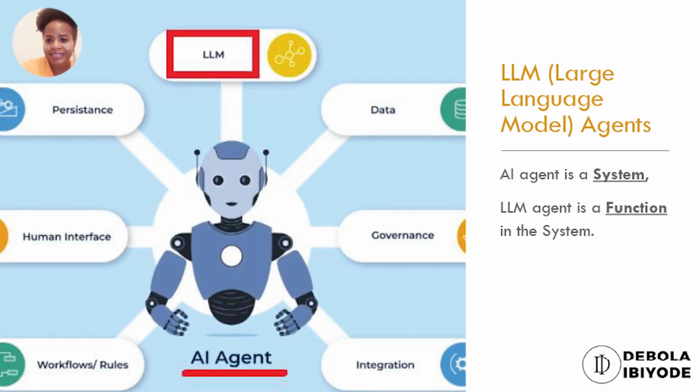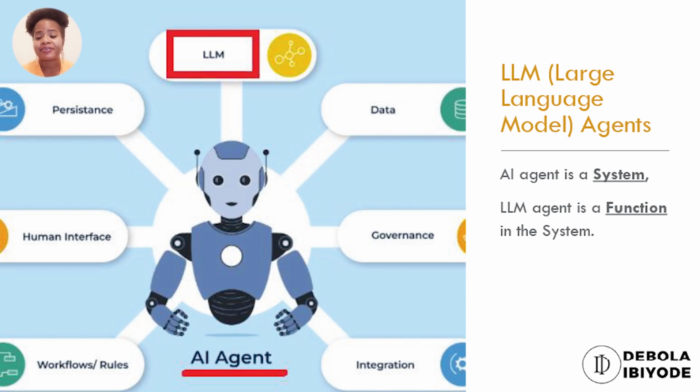Before that, I'd like to also say that I did mention in the beginning that if an AI agent is a system, an LLM agent is a function. Remember, I said LLM agents are built for a specific type of task. AI agents are built to perform all types of tasks autonomously. So if an AI agent is a system, an LLM agent is a function in that system because it's a specific task on natural language within that system.